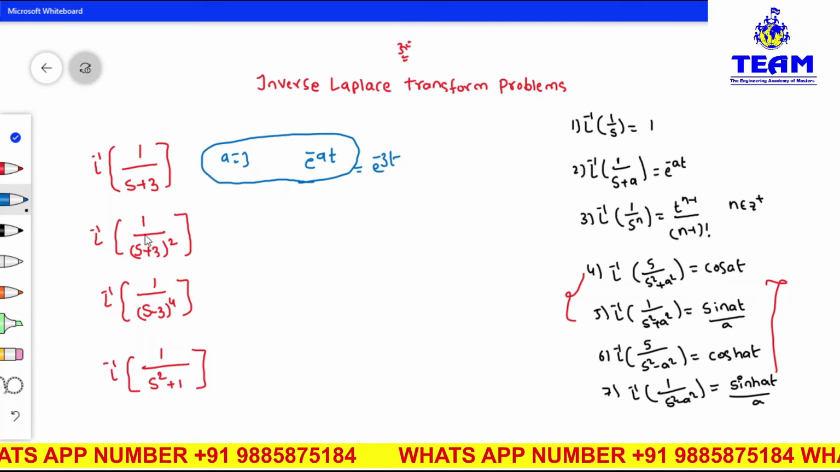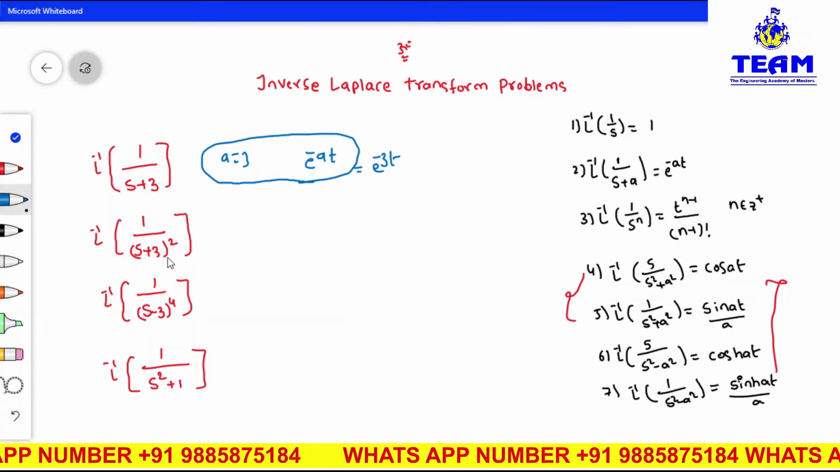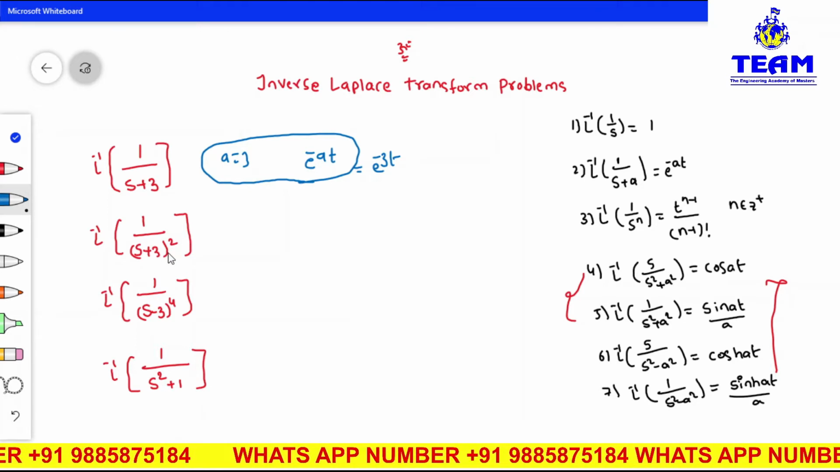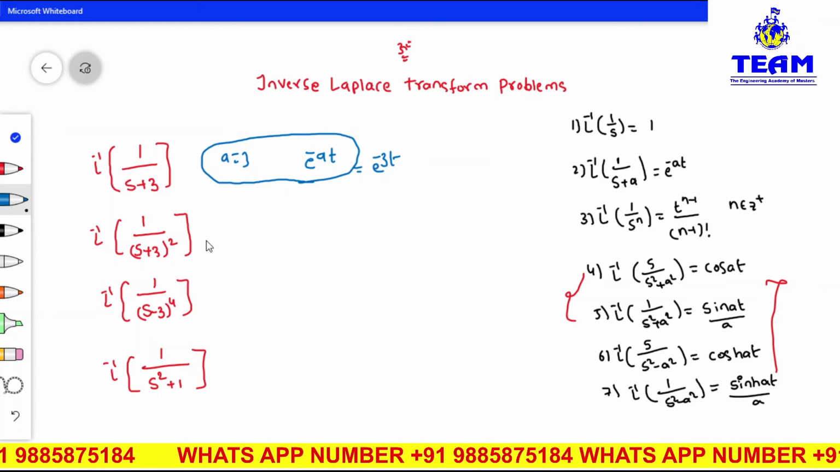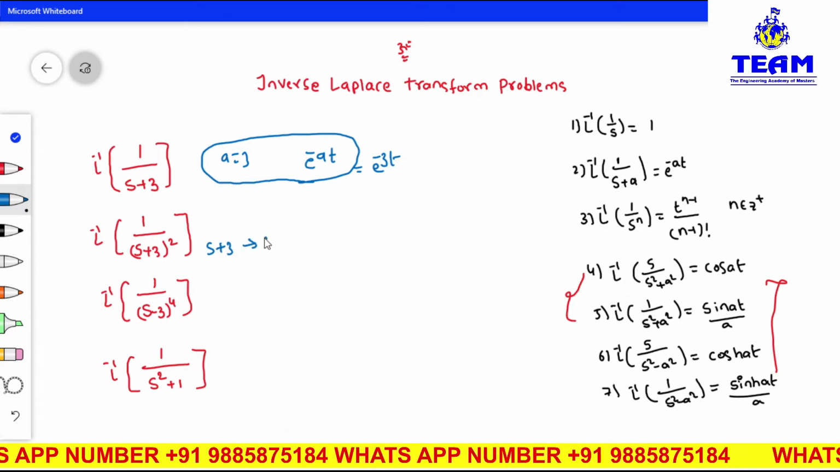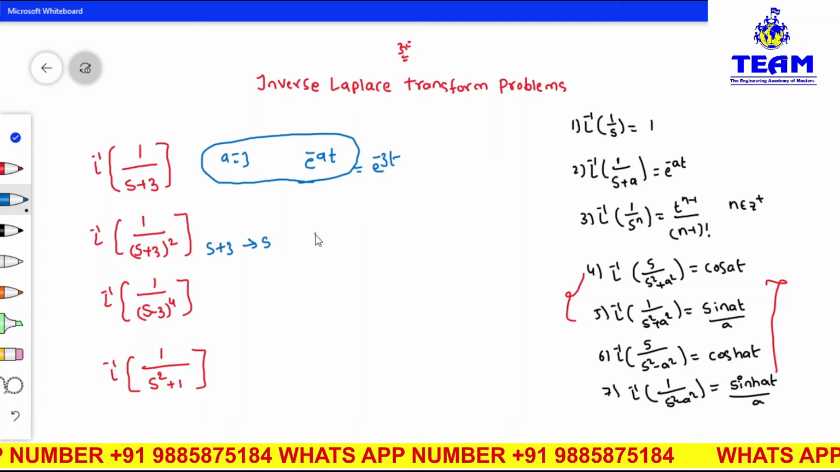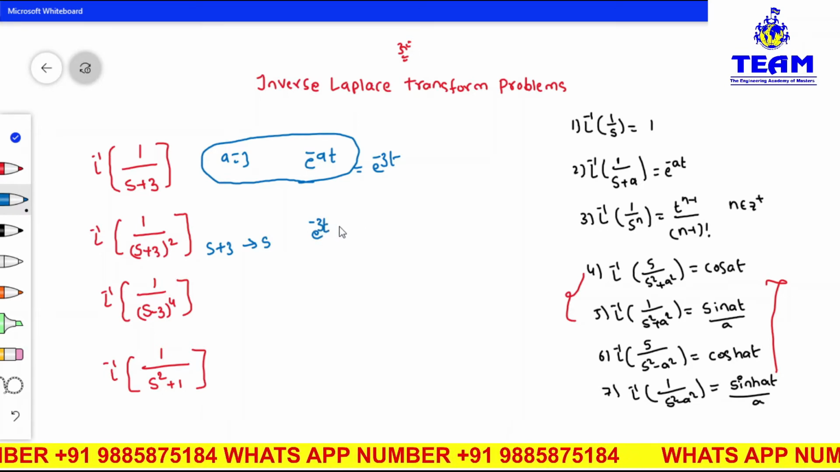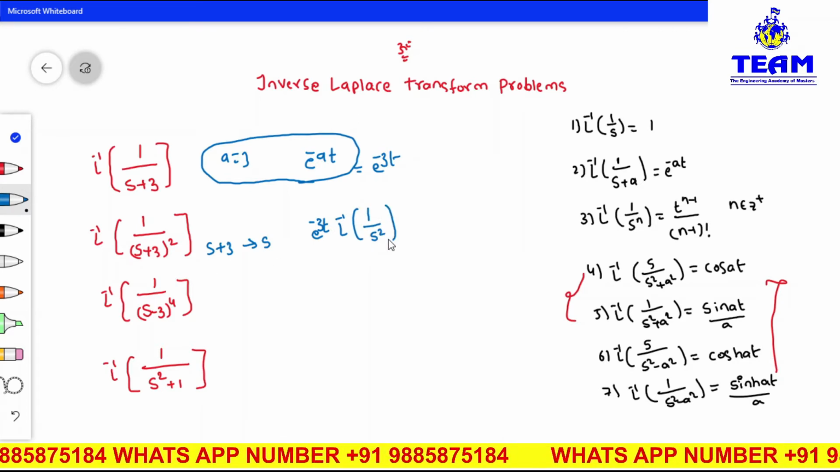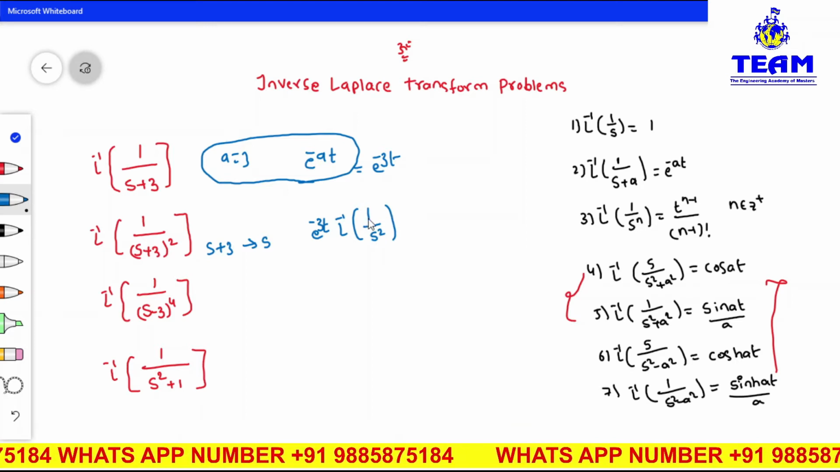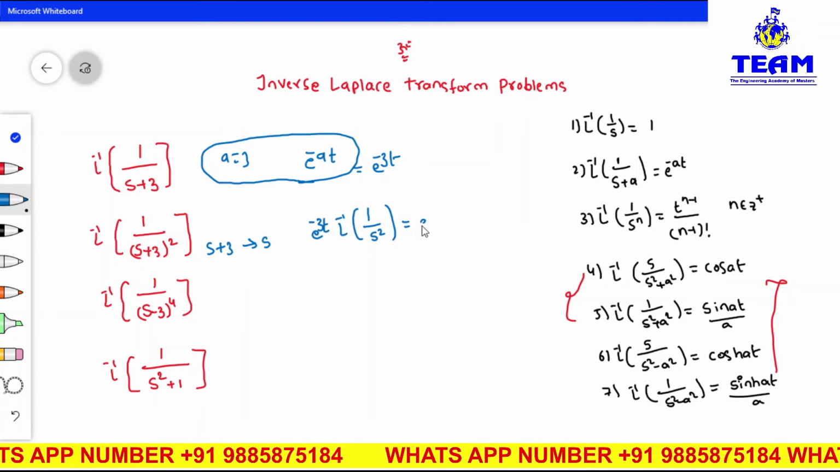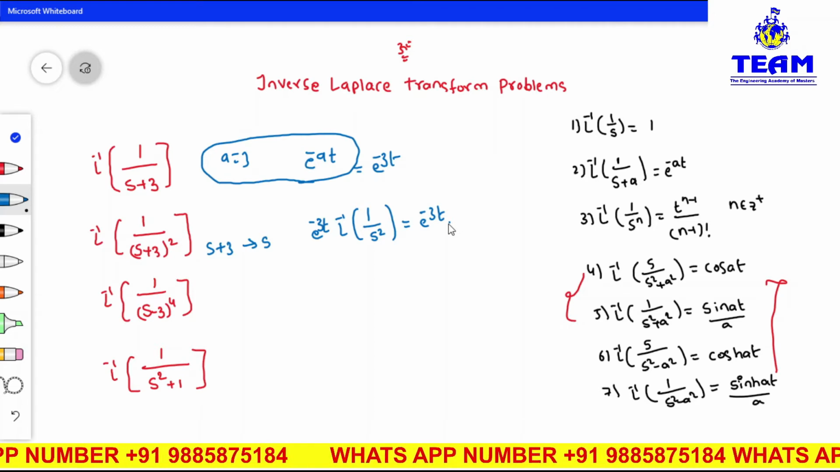But what do you have in the second problem? 1 by (s plus 3) whole square. This is 1 by s square form, where in place of s we have s plus 3. So you have to use the shifting theorem. First, in place of s plus 3 we have to change it to s. For that we write the shifting theorem: e to the power of minus 3t will come outside. Then L inverse of, in place of s plus 3 I am writing s, so it remains 1 by s square. Now what is 1 by s square? This is in the form of 1 by s power n, where n is here 2. So this is equal to e to the power of minus 3t into t to the power of n minus 1 by (n minus 1) factorial with n equal to 2.